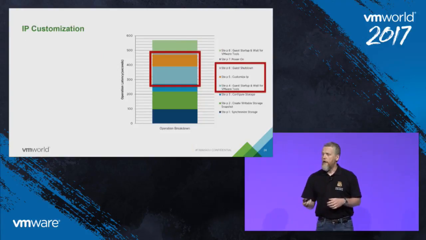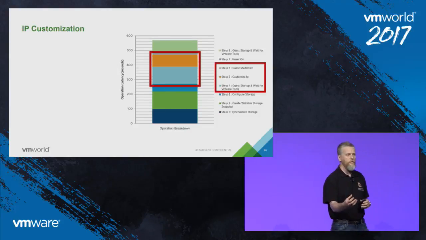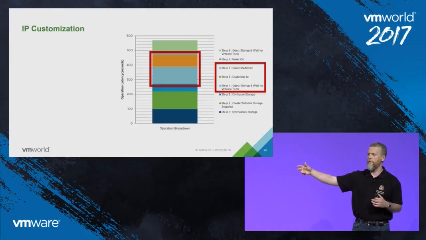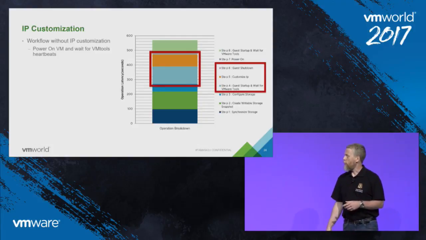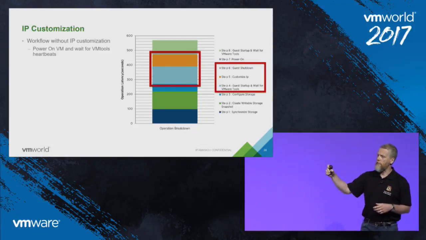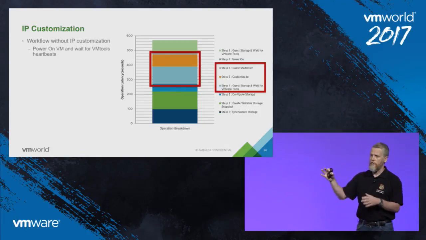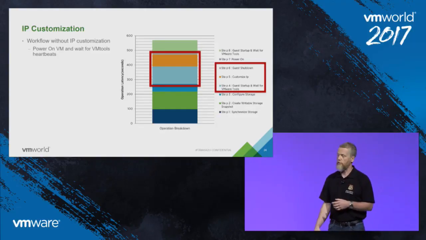Another thing to think about is IP customization. One of the things that SRM supports is the ability to customize your IP addresses, to change IP addresses as part of failing over from one site to another. When you do that in SRM, though, it's going to take a little bit of time. If we look at what the steps are for SRM without IP customization, just specific to the VM, all that SRM is going to do is power on the VM and wait for VM Tools heartbeats.